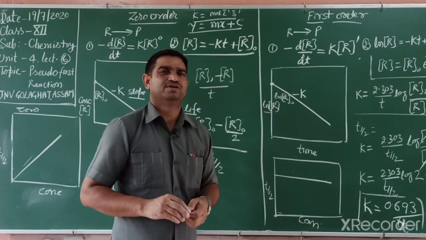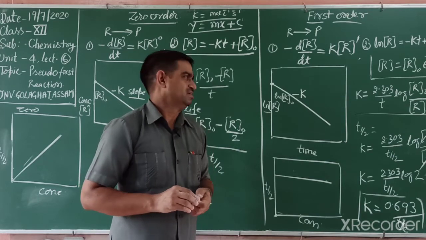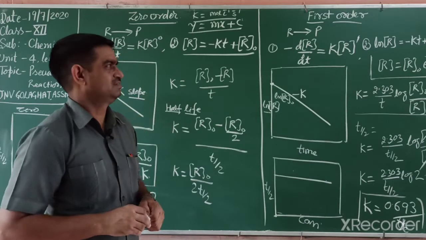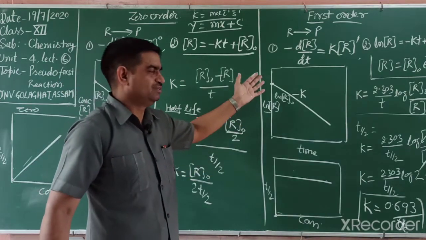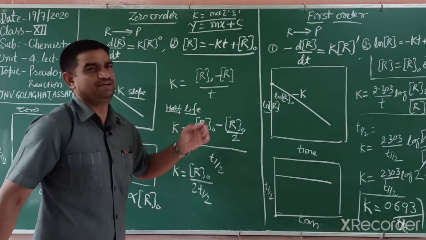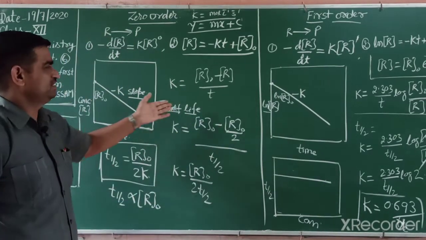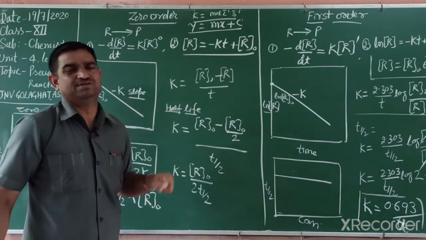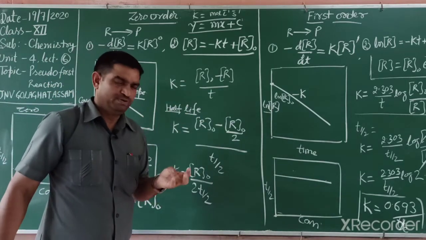We will solve one numerical. And how can we find out the order of reactions? There are different techniques. One technique is by the unit of the rate constant, and the other is by the graph, that is the graphical method. If you look at the graph, you can easily identify zero order and first order. These are two methods.